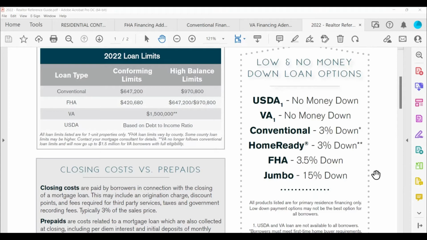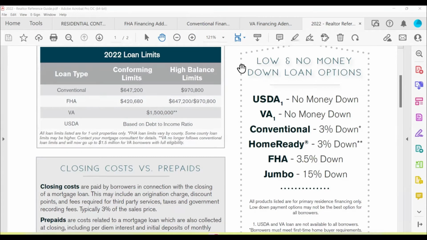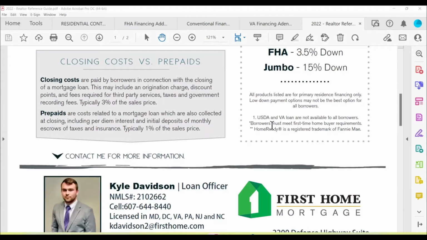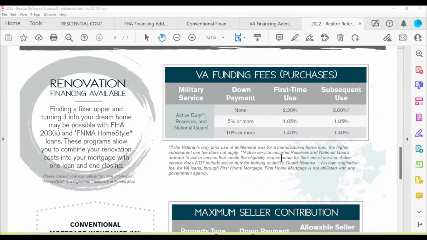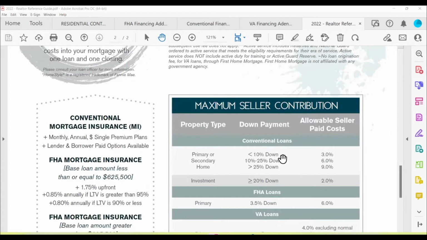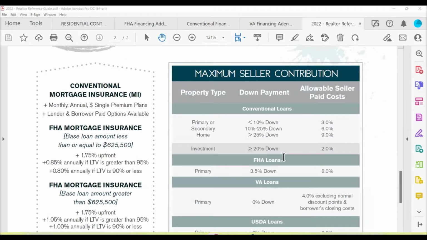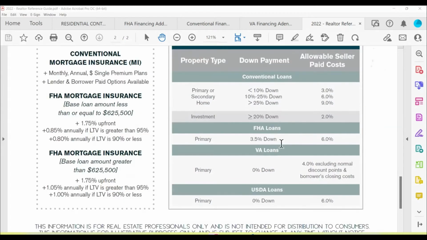They do have a product that gives the person an opportunity to do 3% on a conventional loan. Education on closing costs and what is paid up front. And then his contact information, which I'll be displaying as well when we do the session. VA funding fees, we're going to go deeper into that today. Maximum seller contributions when we get to that type of market. When you're asking for seller contribution, what are the maximums? That's all presented in this particular flyer.